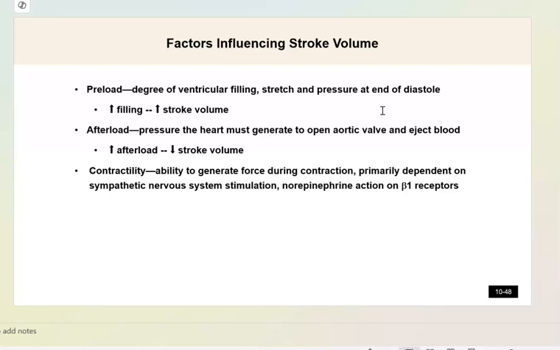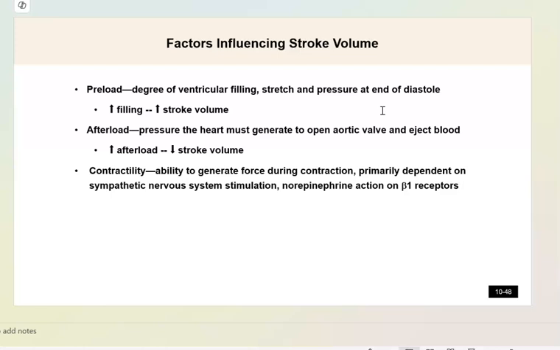Okay, so to put these together, we want to remember cardiac output is heart rate times stroke volume. Both components, heart rate and stroke volume, are under the control of our autonomic nervous system. Heart rate is decreased, which we call negative chronotropy, by our parasympathetic activity, and we get positive chronotropy, or increased heart rate, by our sympathetic activity. Stroke volume is determined by our preload, our afterload, and our contractility. All three things influence stroke volume.